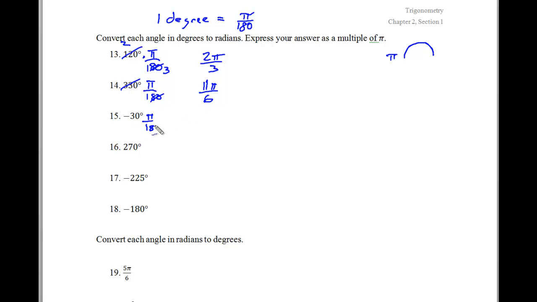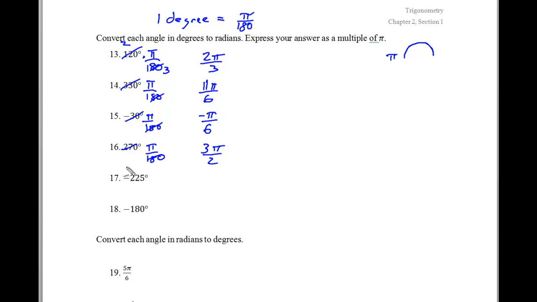Pi over 180, dividing the top and bottom by 30. This gives me a negative pi over 6. Multiplying by pi over 180 again, dividing top and bottom by the biggest number that can divide those, in this case 90, that is going to give me 3 pi over 2. Which again, if you know your unit circle, every 90 degree mark is going to be pi over 2, so this is 3 pi over 2.